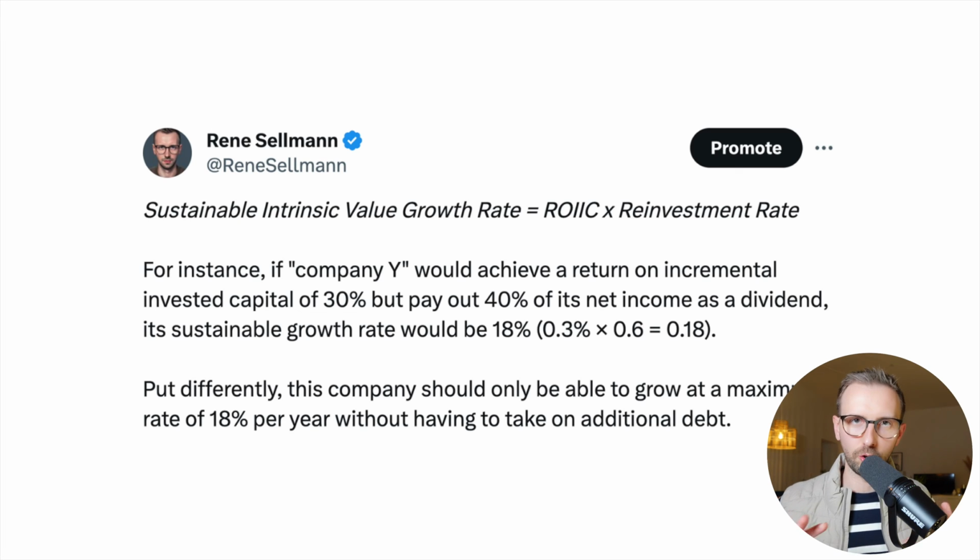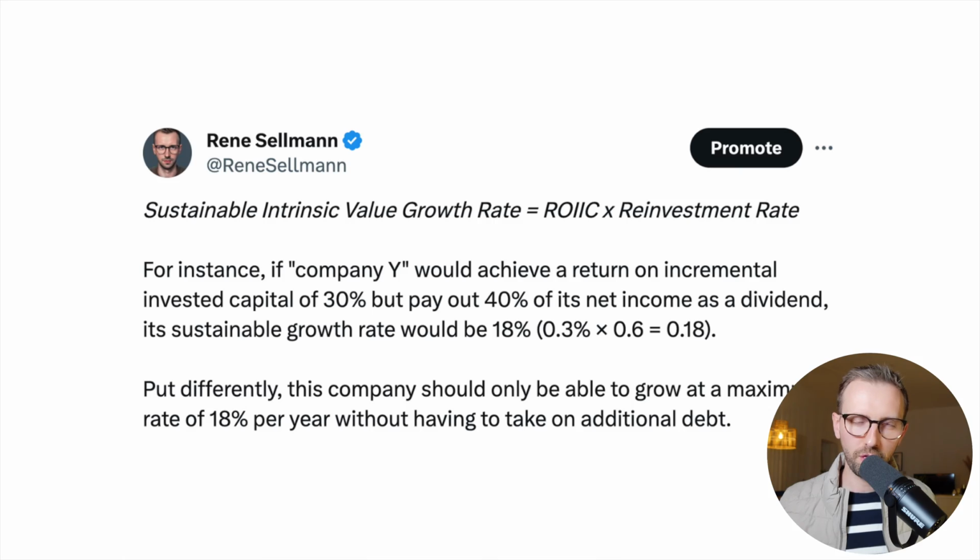If a company, I called it company Y here in a tweet on Twitter, would achieve a return on incremental invested capital of 30%, but would pay out 40% of its net income as a dividend, well, then its long-term sustainable intrinsic value growth rate would be 18%. So that would be 0.3, that's the return on incremental invested capital, multiplied by the money that it is actually reinvesting internally, so 0.6, which gets you an 18% return.